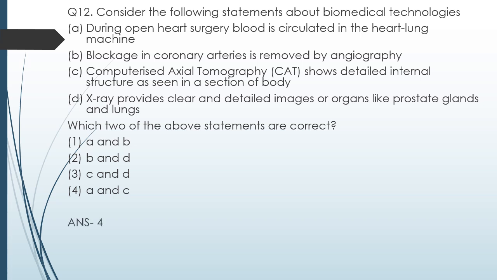The correct answer is option 4. A and C are correct. A, during open heart surgery, blood is to be circulated through heart-lung machine. And option C, that is computerized axial tomography or CAT scan, shows detailed internal structure as seen in section of body. X-ray provides clear images of organs like prostate and lungs, that's incorrect. And blockage in coronary artery removed by angiography, that is also incorrect. Angiography is used just for viewing, not for removing the blockage. And X-rays are used for viewing the hard organs.